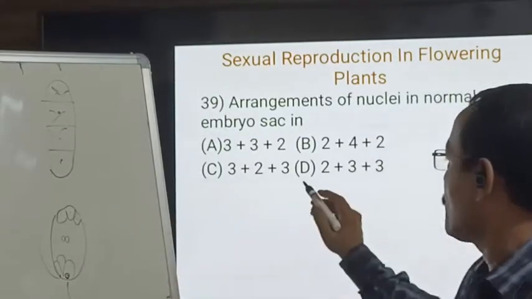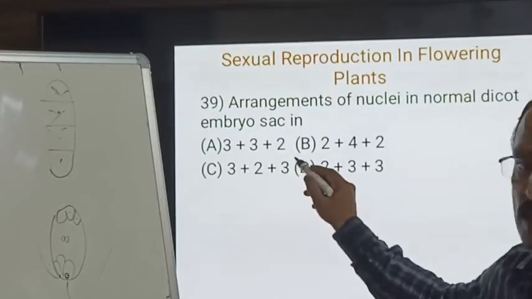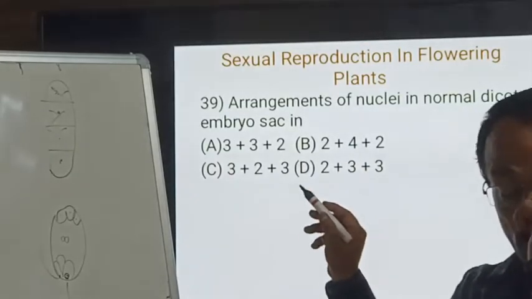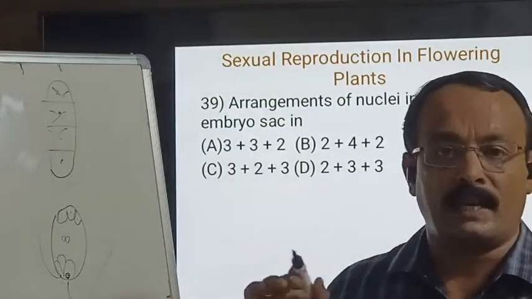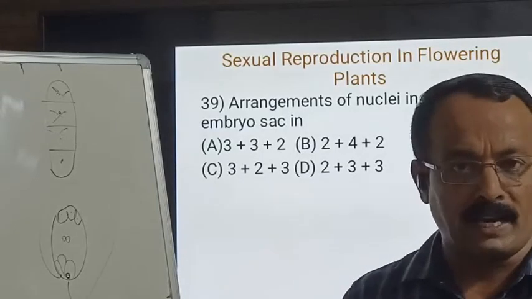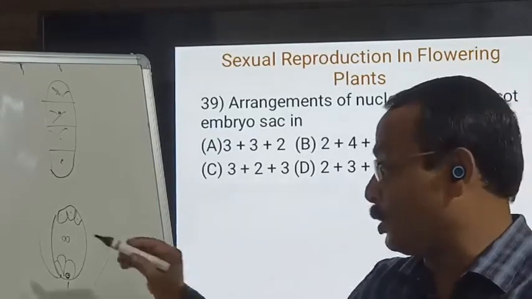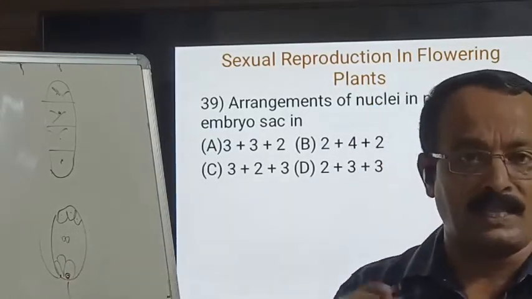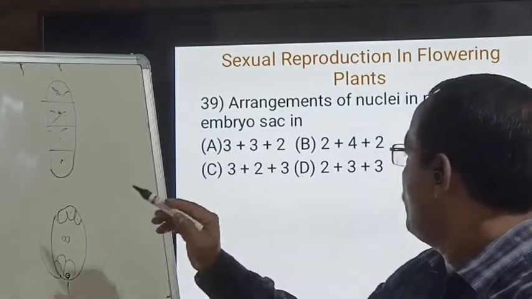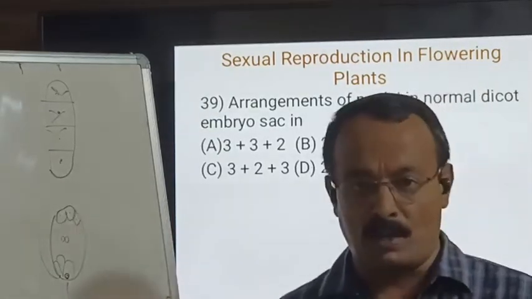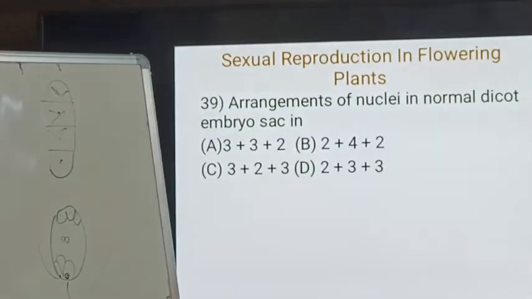So the option is 3 plus 2 plus 3. 3 are the egg apparatus, 2 synergids and 1 egg cell. 2 are the polar nuclei present in the central cell. And 3 are antipodals. So the option is C. Next question.